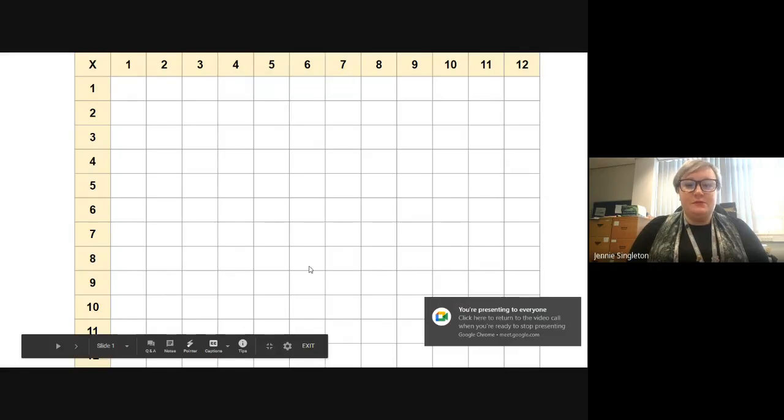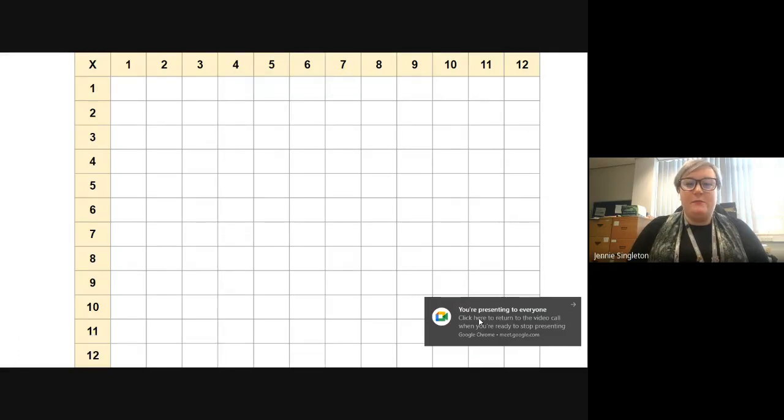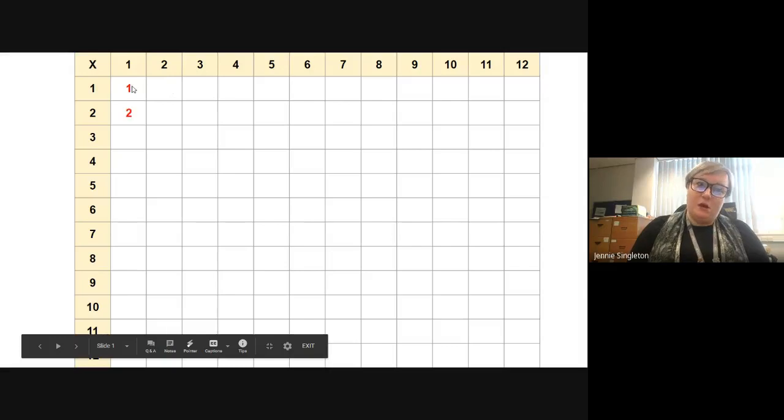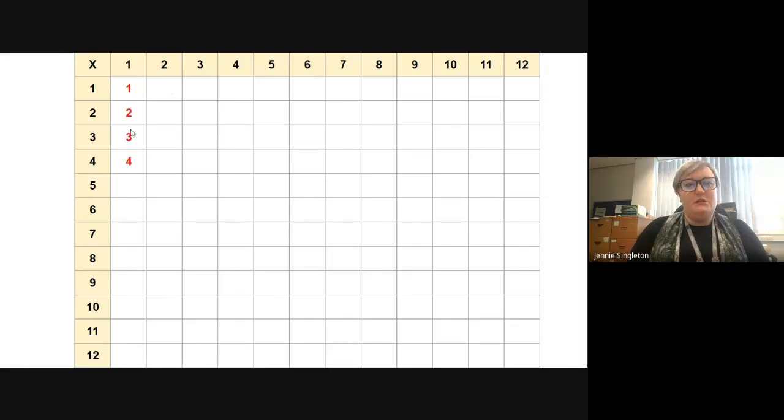So, this is a multiplication table, 12 by 12. The easiest one to fill in is your 1 times table because that's just counting up in ones. So 1 times 1 is 1, 1 times 2 is 2, 1 times 3 is 3, and so on and so forth.